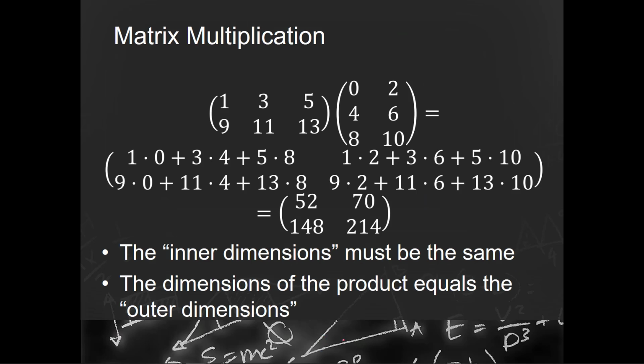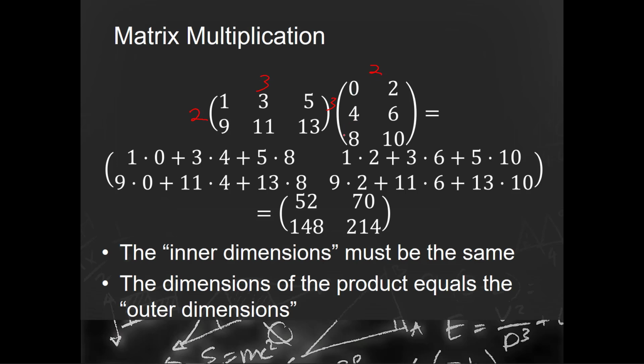Next we want to talk about matrix multiplication. This is more of an example of how it works. I kind of gave you the blow by blow in your notes, but this is what I want you to see. Now notice here that I have a 2 by 3 matrix, and I'm multiplying it by a 3 by 2 matrix.